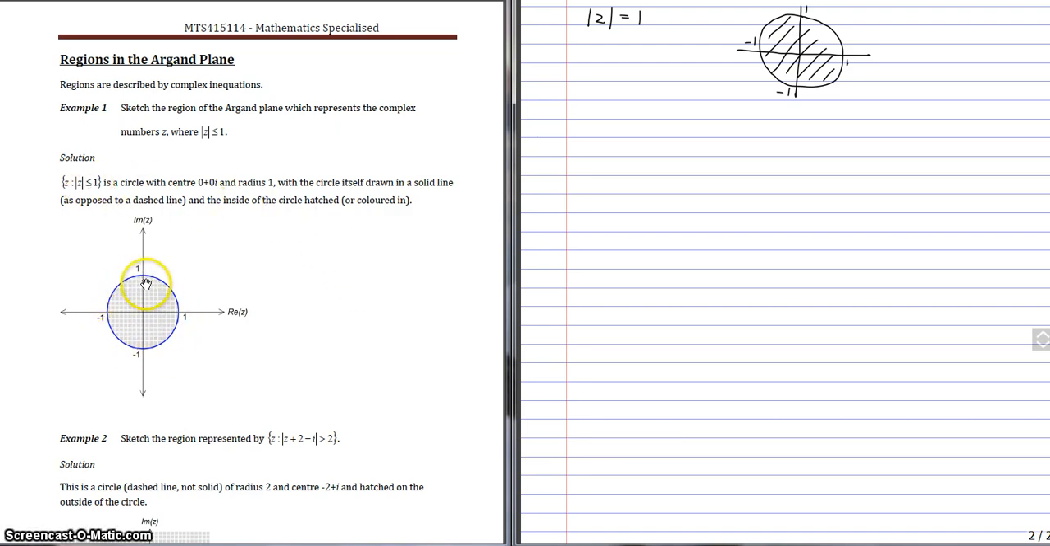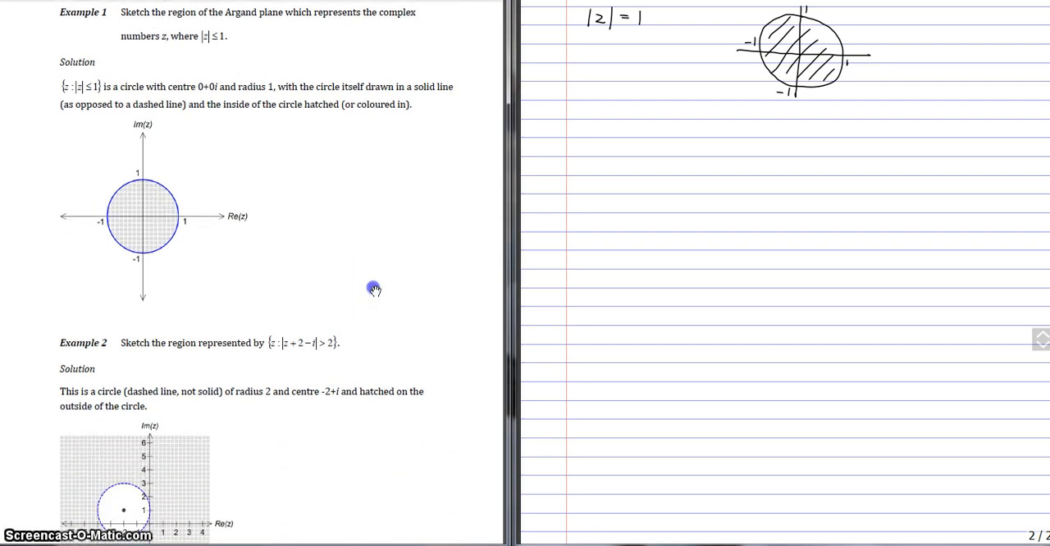Because the circle itself is included in the solution, since it's less than or equal to, the equal to sign means that it's included, so we have a solid line as opposed to a dashed line. If it was just less than, then we would have a dashed line to show that it's the boundary, but it's not part of the solution.